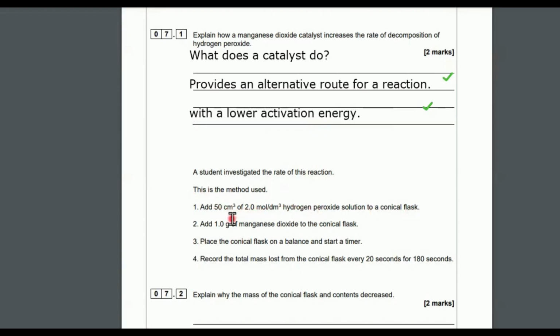The next question: a student investigated the rate of this reaction. This is the method used. Add 50 cm³ of 2 mol/dm³ hydrogen peroxide solution to a conical flask. Add 1 gram of manganese dioxide to the conical flask. Place the conical flask on a balance and start the timer. Record the total mass lost from the conical flask every 20 seconds for 180 seconds. We need to explain here, why did the mass inside the flask go down? Why did it decrease?